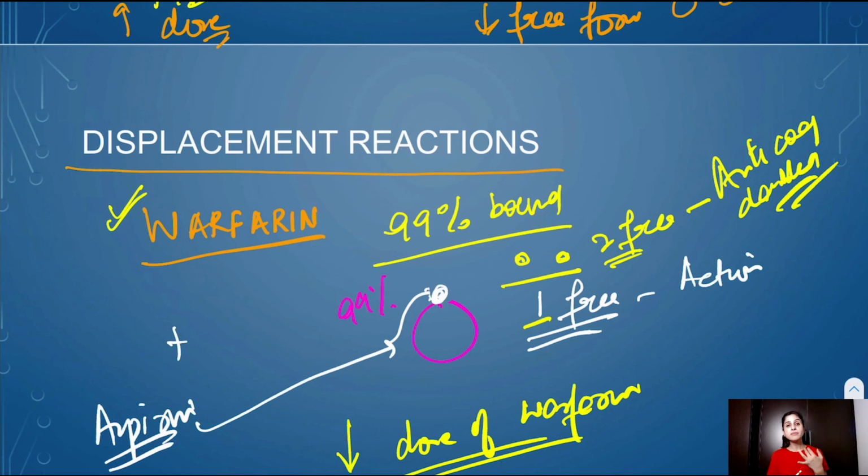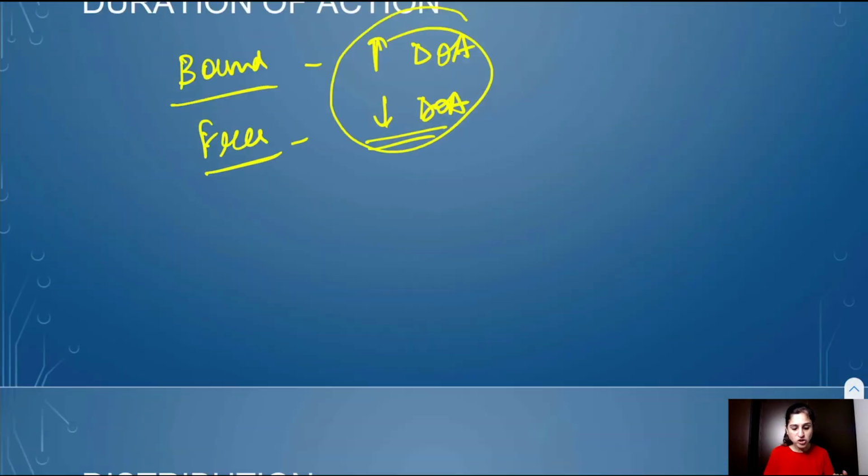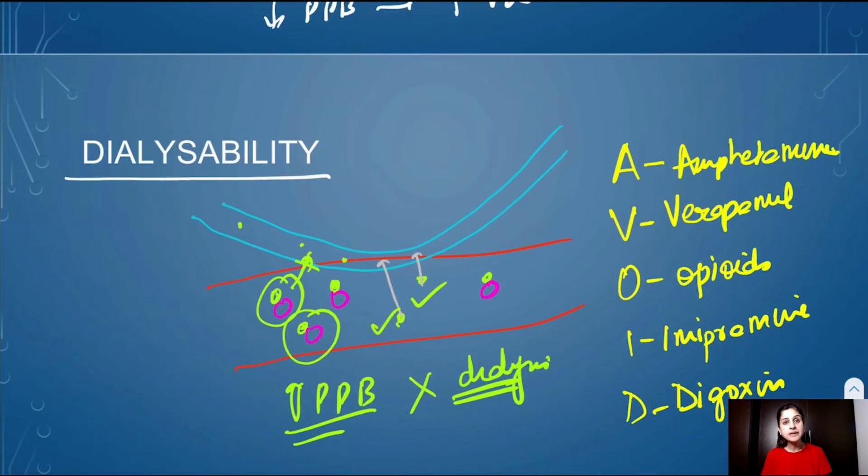So whenever you are asked to write about the clinical significance of plasma protein binding, please do not just say that. Many students only write yes, long duration of action. That's known to many. That is not the only significance of plasma protein binding. It has all these significances, starting from the duration of action, going to the distribution, where it is inversely proportional. Third is the dialysability.